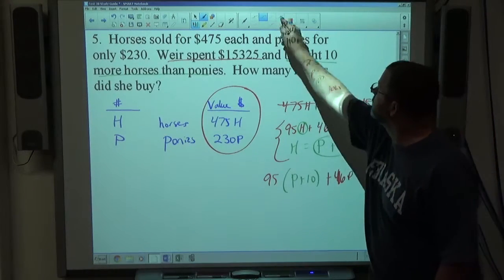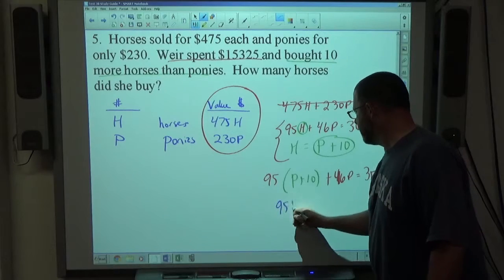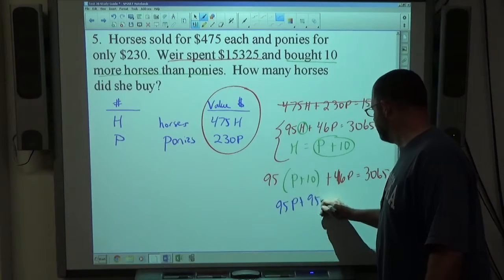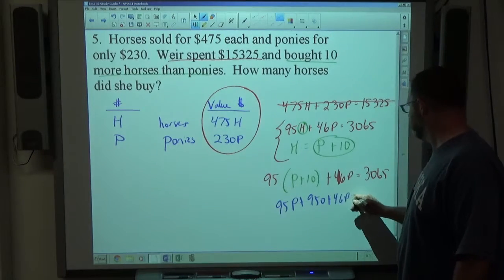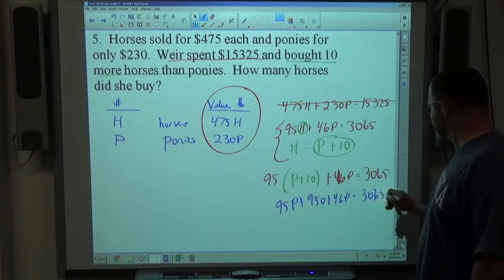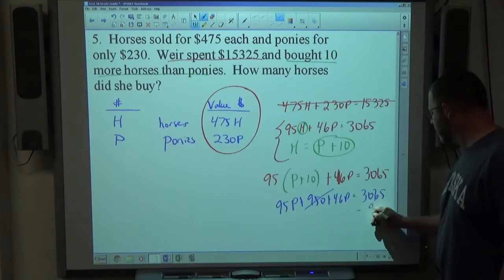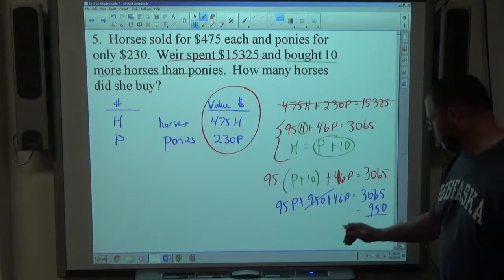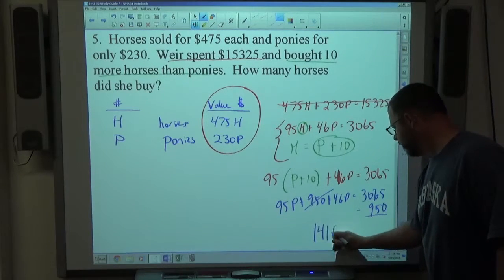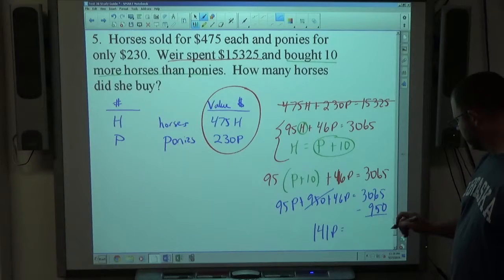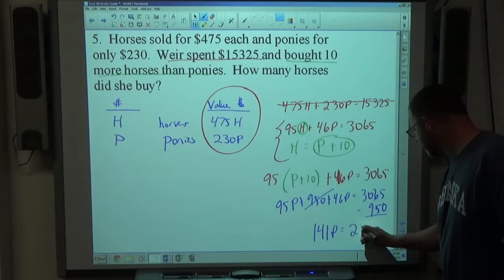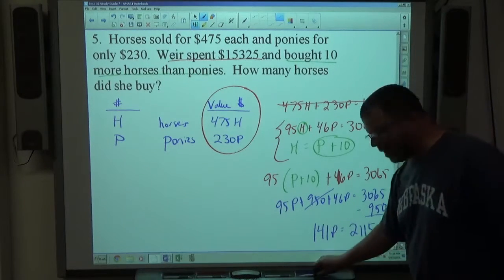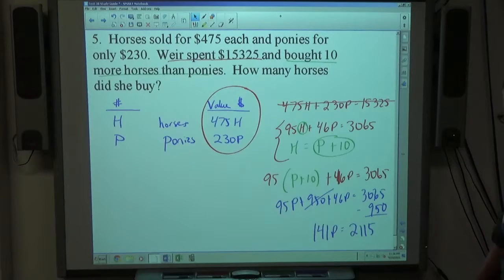So that gets me 95p plus 950 plus 46p is equal to 3,065. Slide the 950 over here and subtract. We get, on this side, 141p. And on this side, 3,065 minus 950 is 2,115. And then I simply divide 2,115 by 141.